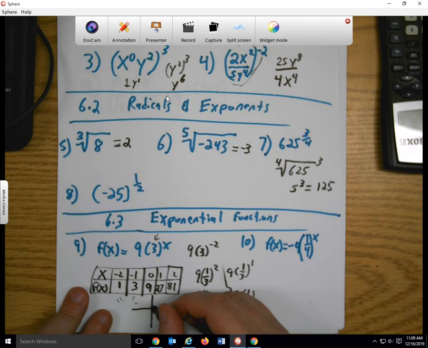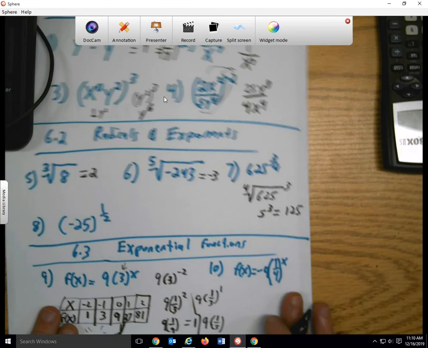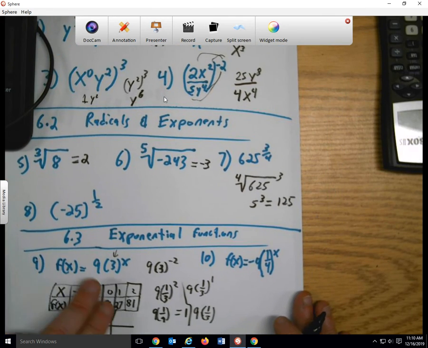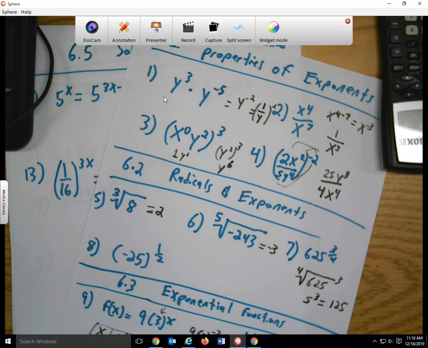So if x were negative 2, y would be 1. Barely there off the ground. If it's a negative 1, it would be a 3. If it's 0, it would be a 9. If it's a 1, it would be 27. If it's a 2, it would be 81. It would look something like this without touching. I was going to do another one, but I will skip it for now.